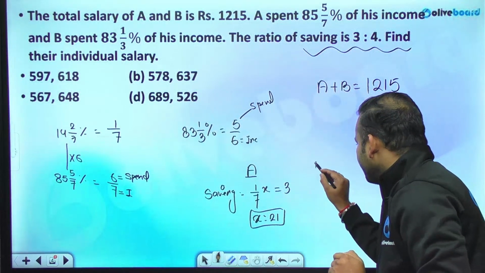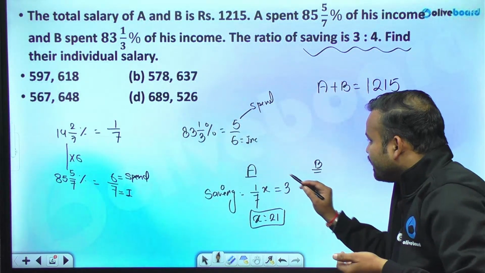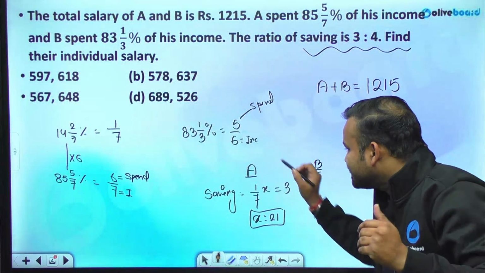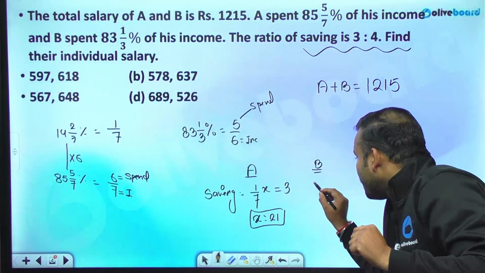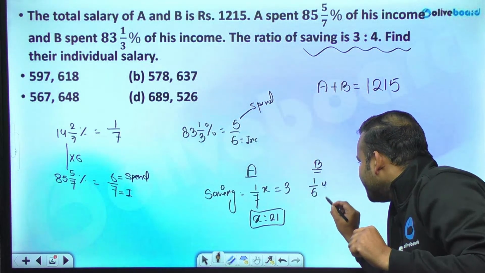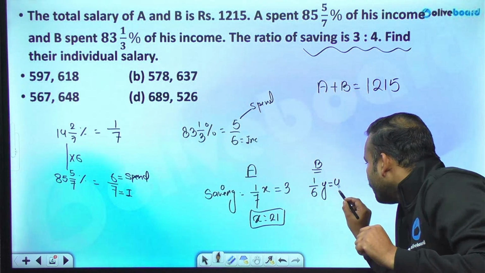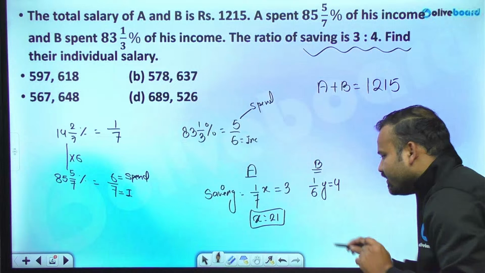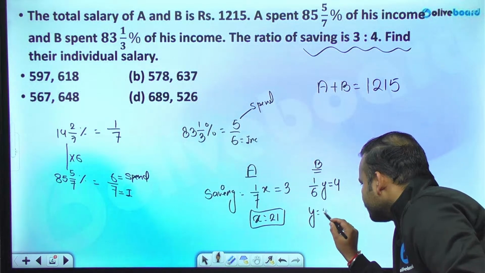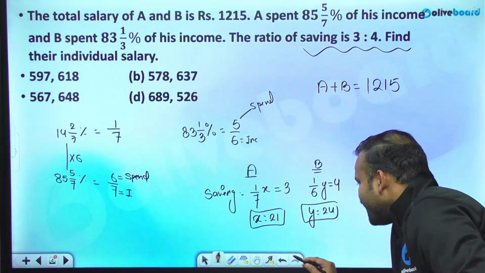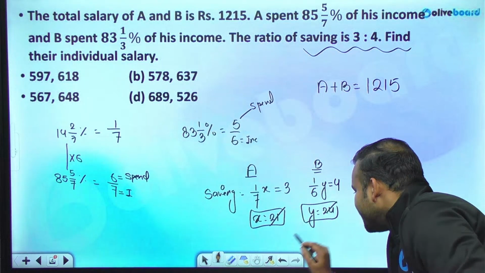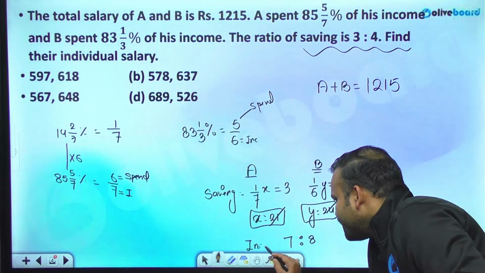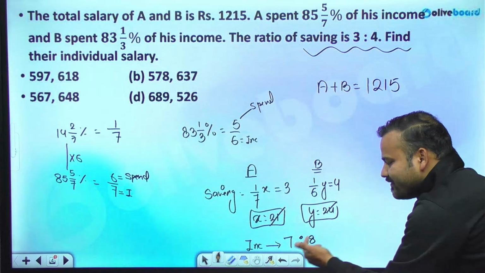And what about B? B is spending 5 out of 6. B is spending 5 by 6. That means he is saving how much? 1 by 6 of his income, let's say Y, which is equivalent to 4 units. So this saving is equivalent to 4 units. So Y will be what? 24. So X and Y are in the ratio, eliminating 3, of 7 and 8. So the respective ratio of incomes of X and Y is 7 and 8.